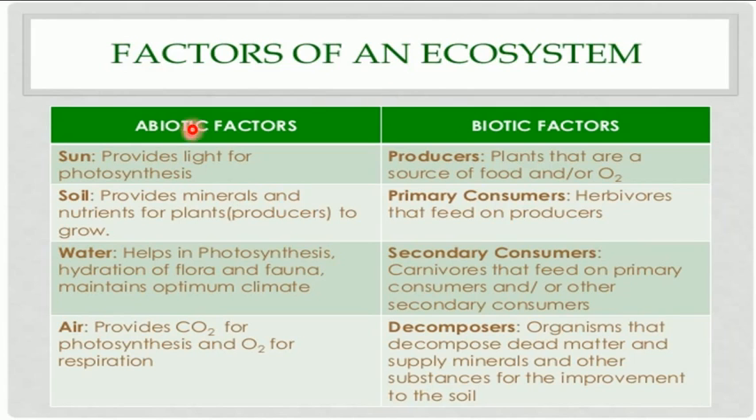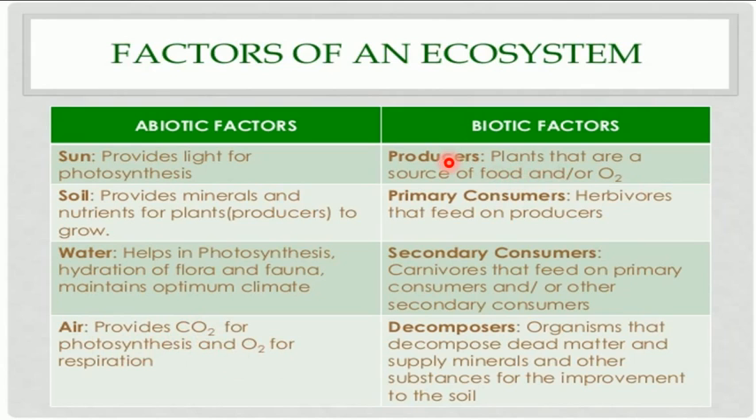In this table all abiotic and biotic factors are summarized. So the sun, soil, water, air are the important components of a forest ecosystem. Sun is responsible for providing light for photosynthesis. Soil provides minerals and nutrients for the growth of plants. Water is required for photosynthesis as well as for the growth of the plant, and air provides oxygen and carbon dioxide. Now CO2 is responsible for photosynthesis and oxygen is required for respiration of animals.